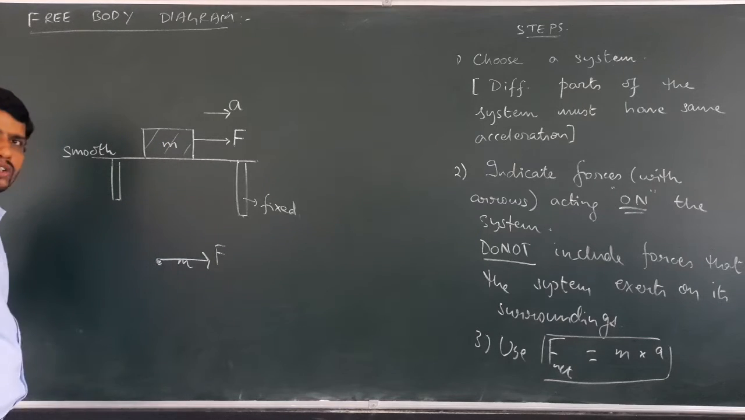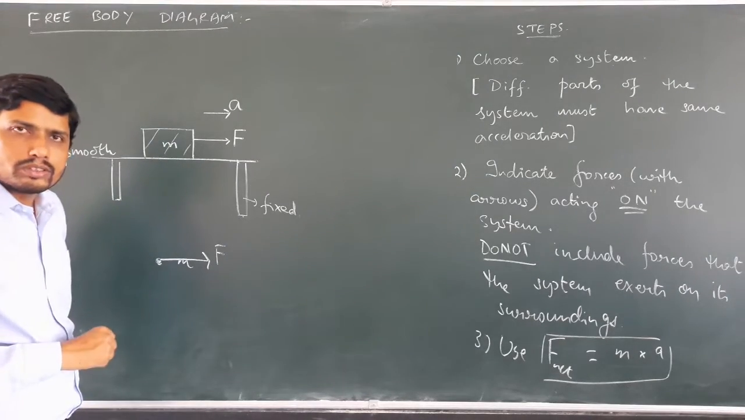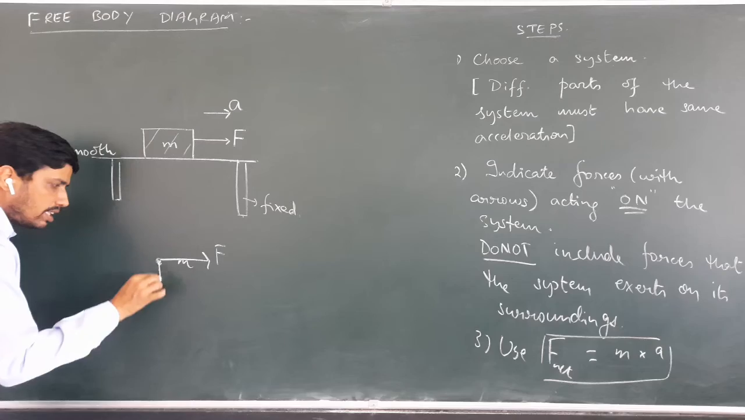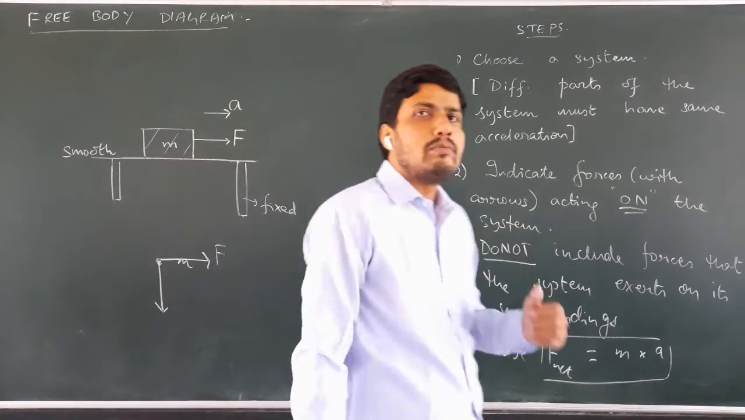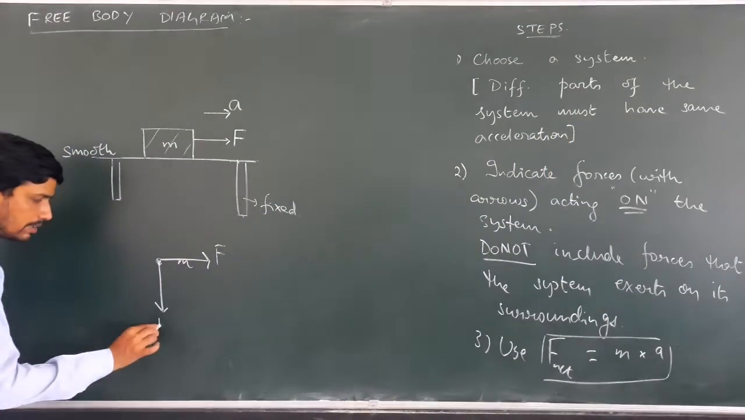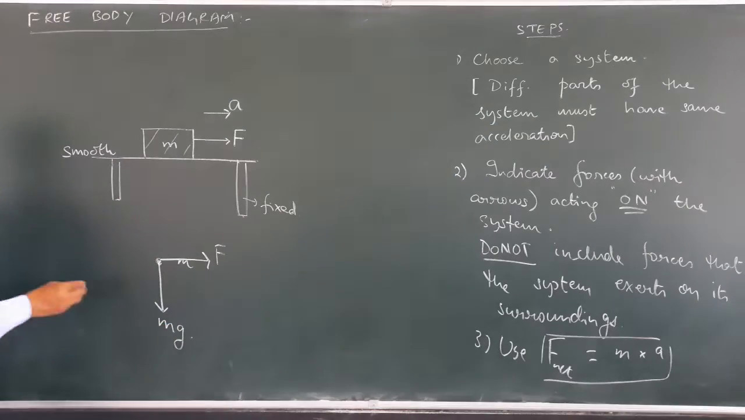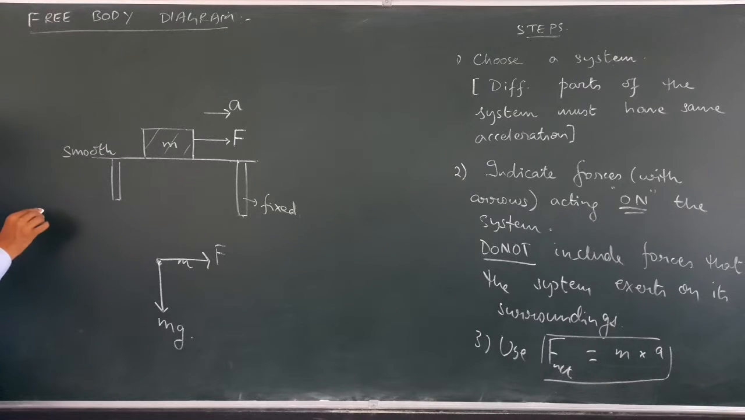Is there any other force or not? This mass must be experiencing some gravitational force. Earth is pulling it downward. So there is a force exerted by Earth on this block. This force, we write it as mg. In the chapter on gravitation, I will read in detail about this particular thing. For the time being, remember students, if there is a body whose mass is m, then Earth pulls it downward with a force that we call its weight.